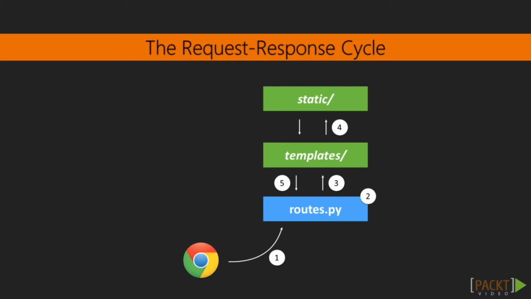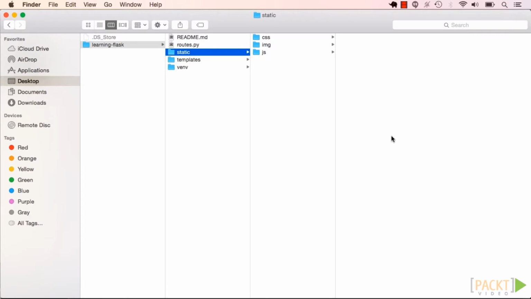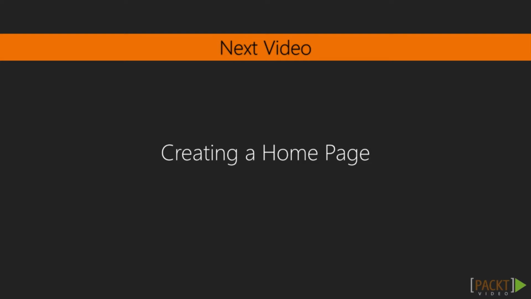Step 5, rendered HTML is sent back to routes.py. Step 6, routes.py sends the HTML back to the browser, and the page loads and the user sees it. This sequence is called the request-response cycle, and it's how the files and folders in a Flask app connect to each other. Now that we know what a Flask app's files and folders are for and how they fit together, let's begin by making a home page in the next video.